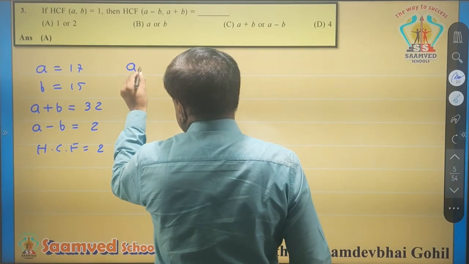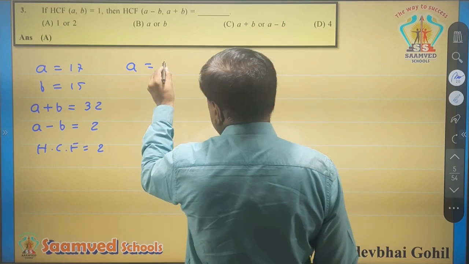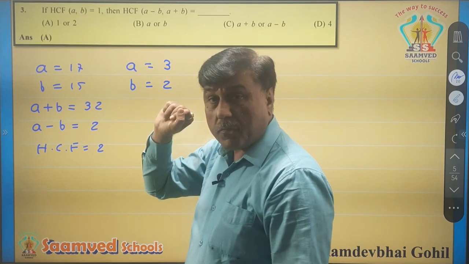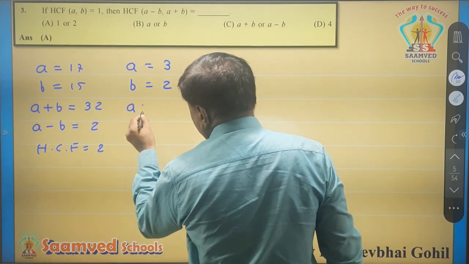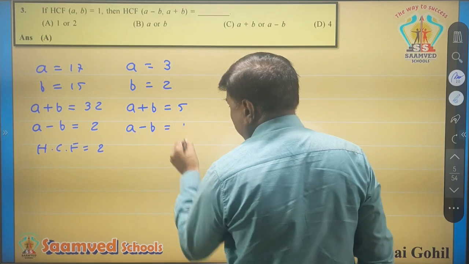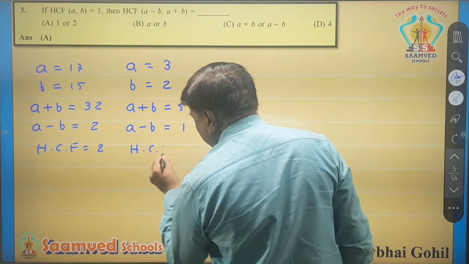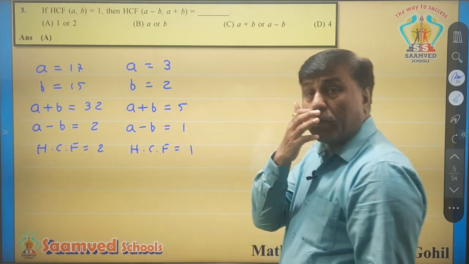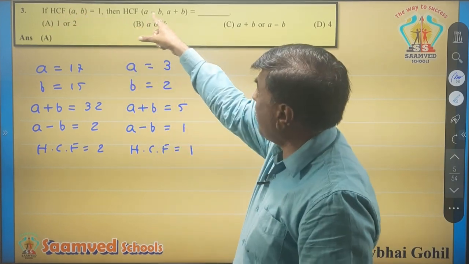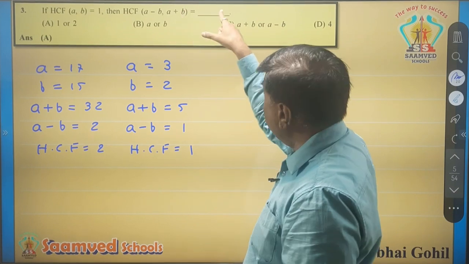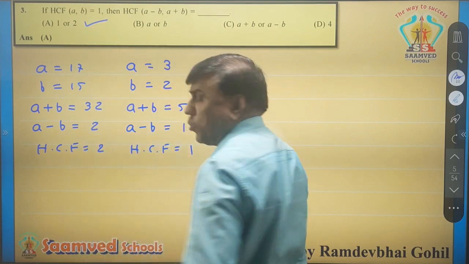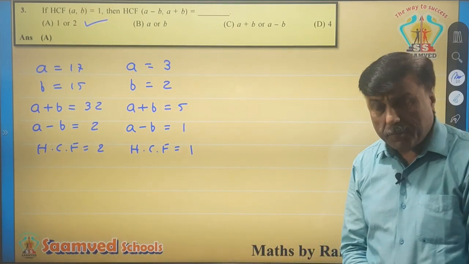Suppose A is equal to 3, B is equal to 2, then HCF will be 1. Now if you add both the numbers, it will be 5. If you take the difference, it is 1, and now HCF will be 1. So if HCF of A and B is 1, then HCF of A minus B and A plus B may be 1 or 2. So our answer is 1 or 2, option A, right?